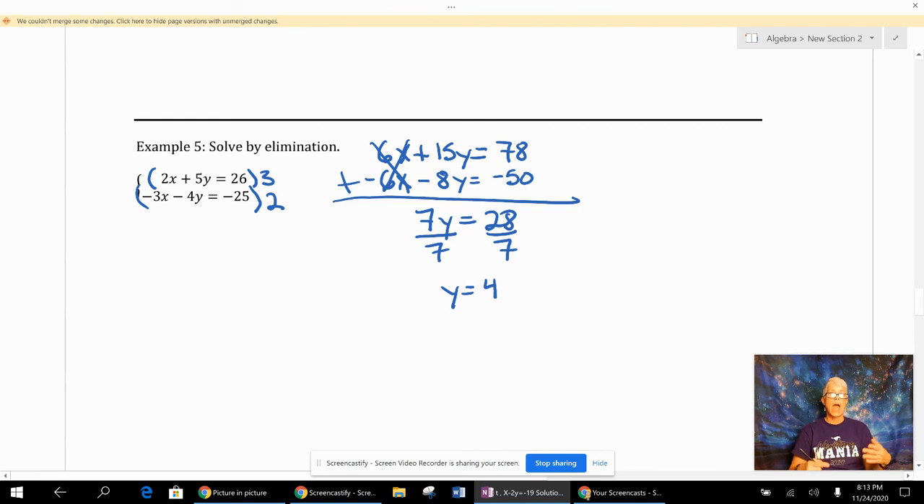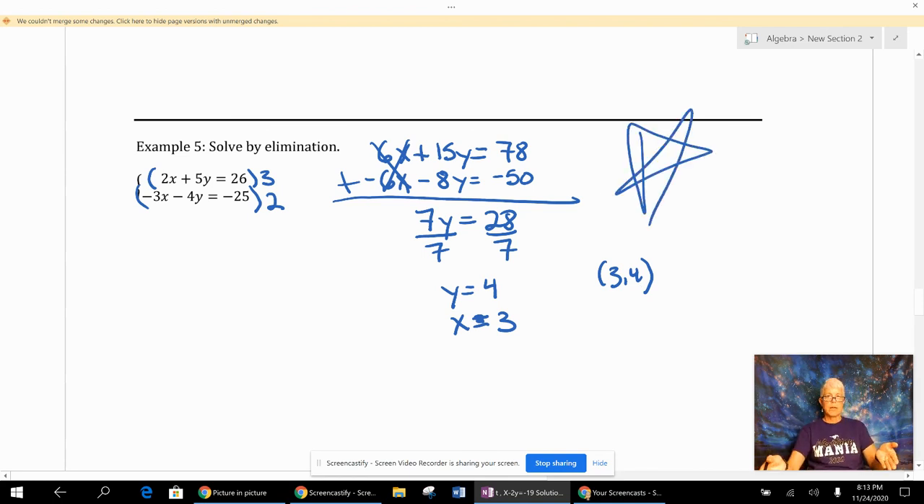But remember, I'm only halfway done again. But I got the hard half done. And so I'm going to substitute that y in to get x, and I'll end up with x equals 3. So the answer is 3, 4. But just keep in mind, this is a big one.